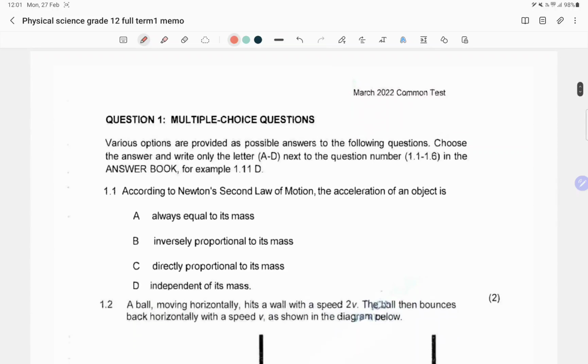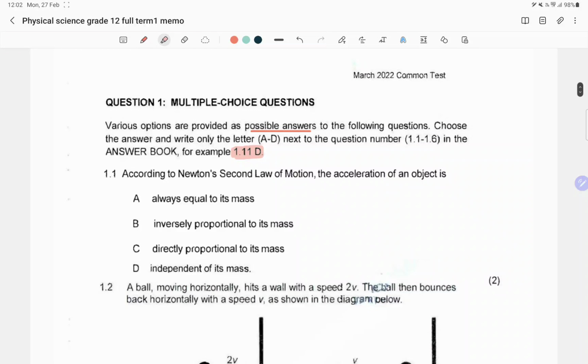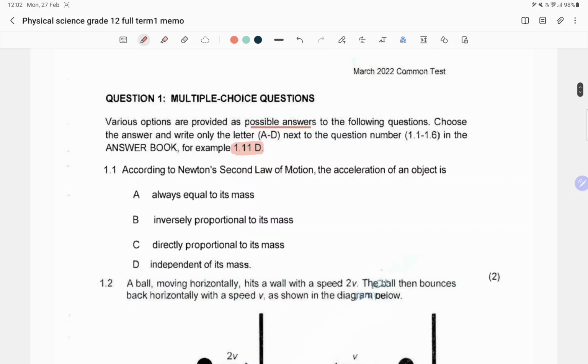We're going to have a bit of multiple choice. Remember, despite general instructions, you read the local ones because they take precedence over general. But if there's nothing, general instructions kick in, isn't it? Various options are provided as possible answers. I like this part, possible. For the following questions, choose the answer and write only the letter next to the question number in the answer book. You're given an example: 1.11, the answer is D, so you're only choosing one letter, not more than one. Let's get to it.